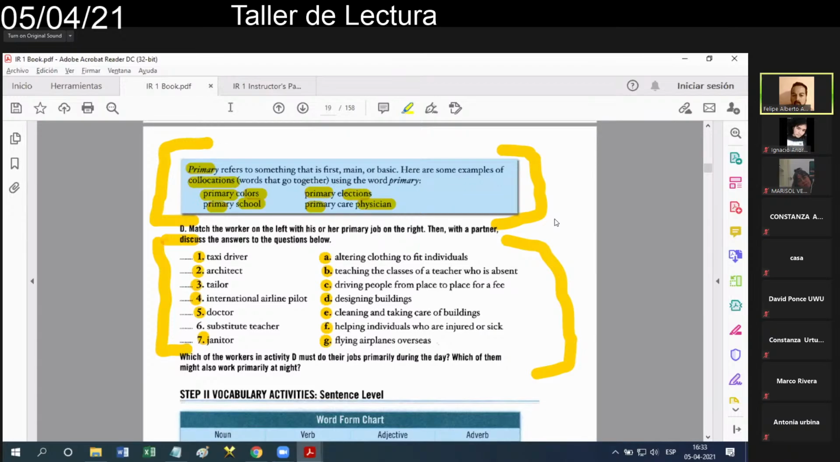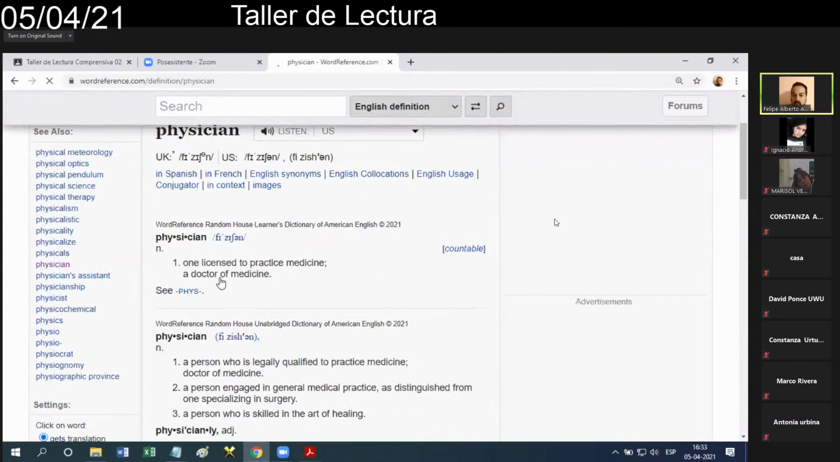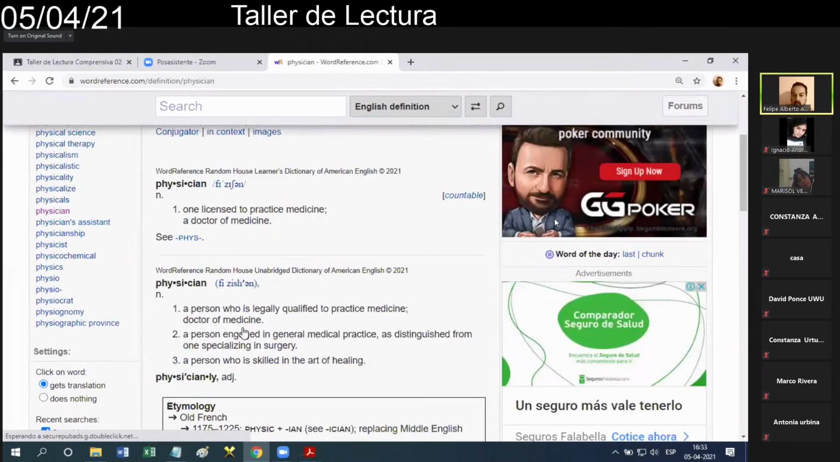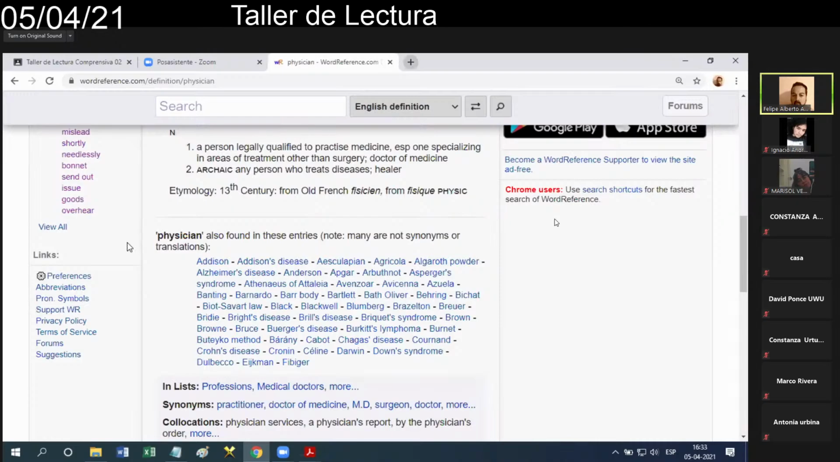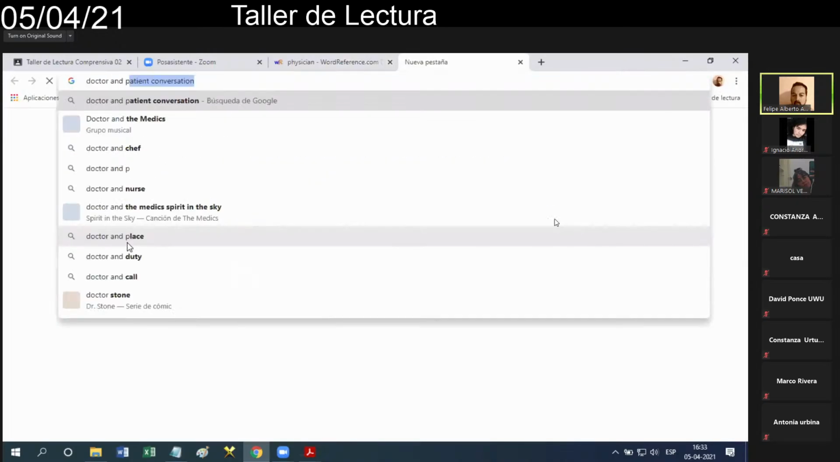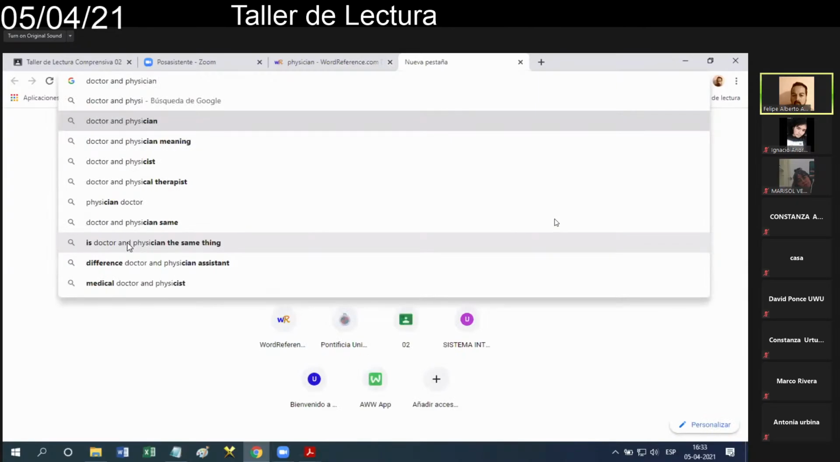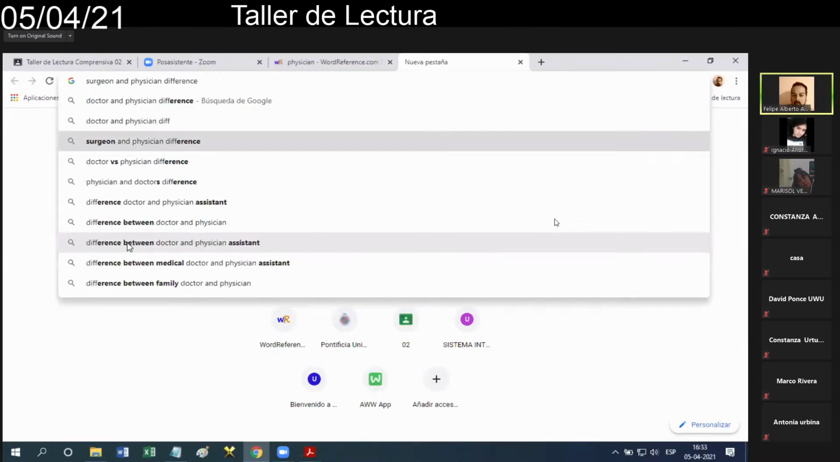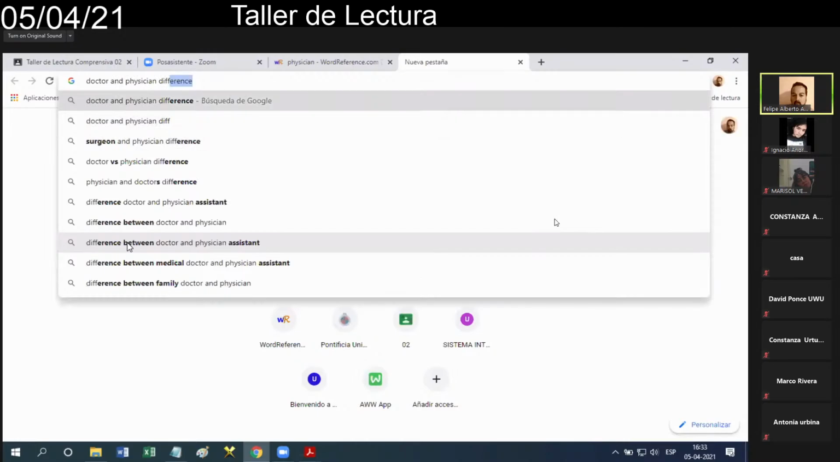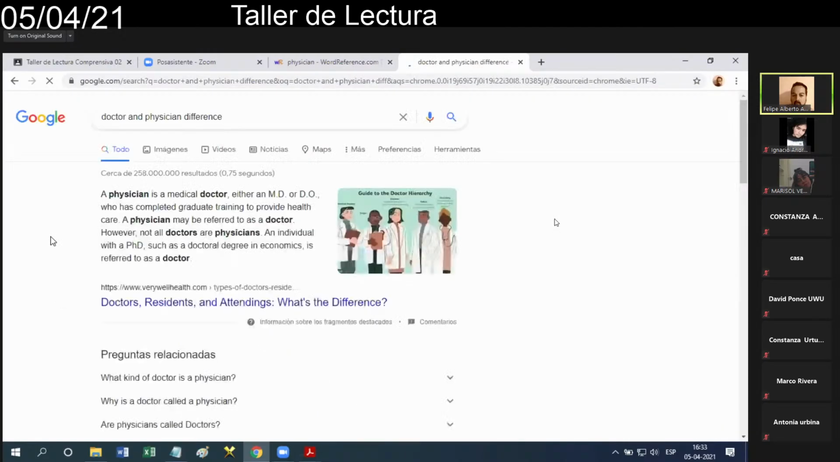What's that? Similar to a doctor. Let's see. Physician. A doctor of medicine, a person who is legally qualified to practice medicine. A doctor of medicine. What would be the difference between a doctor and physician? Difference. Okay, let's see what Google says about it. A physician is a medical doctor.